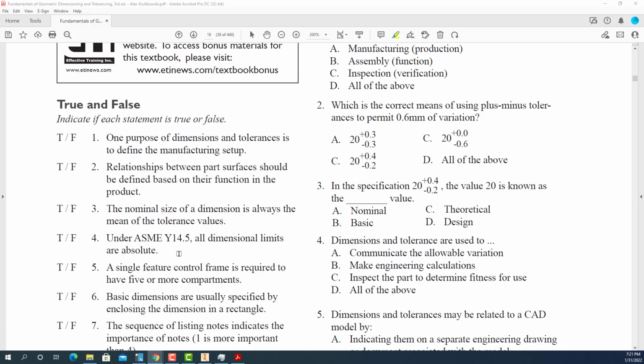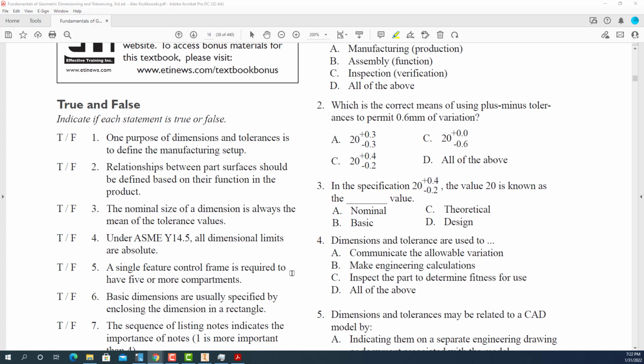Number 4, Ian. Under ASME Y14.5, all dimensional limits are absolute, which I believe is true. You can't have any like rounding or anything in the decimals. That's right. Absolutely. And Anna, you want to read number 5?